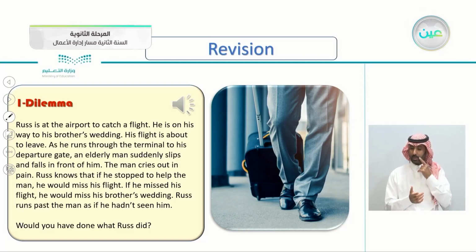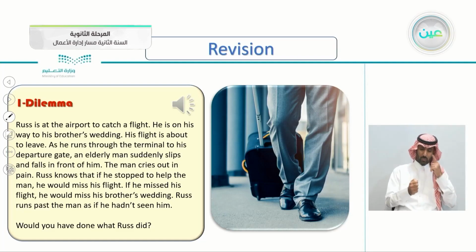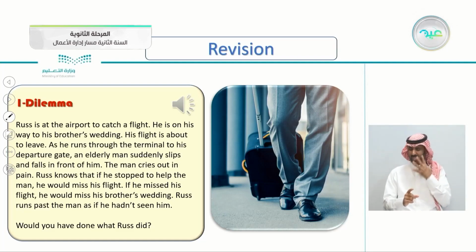Dilemma number 1. Russ is at the airport to catch a flight. He is on his way to his brother's wedding. His flight is about to leave. As he runs through the terminal to his departure gate, an elderly man suddenly slips and falls in front of him. The man cries out in pain. Russ knows that if he stopped to help the man, he would miss his flight. If he missed his flight, he would miss his brother's wedding. Russ runs past the man as if he hadn't seen him.